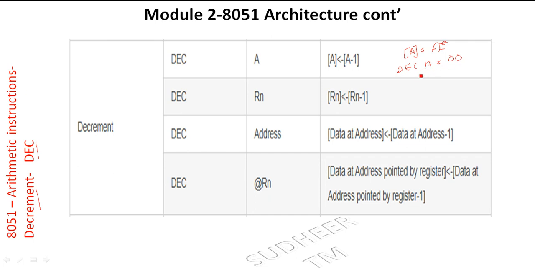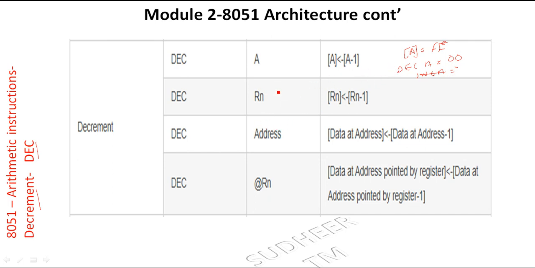Similarly, INC A will increase FF to 00. INC will increase to 00 only.